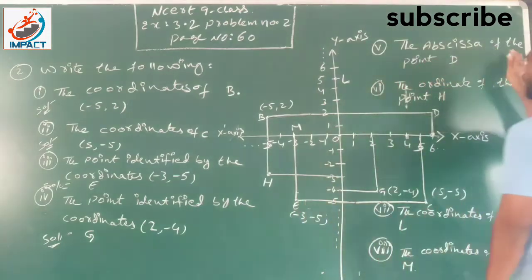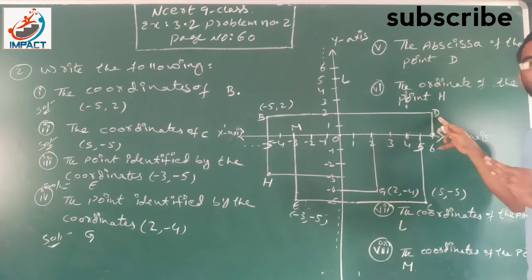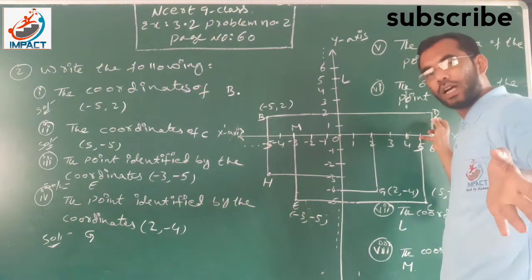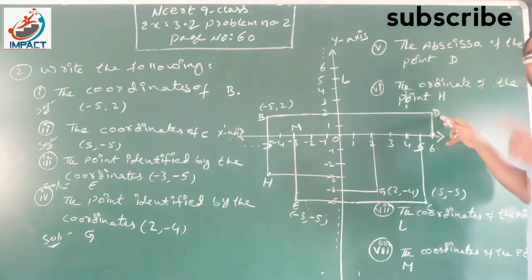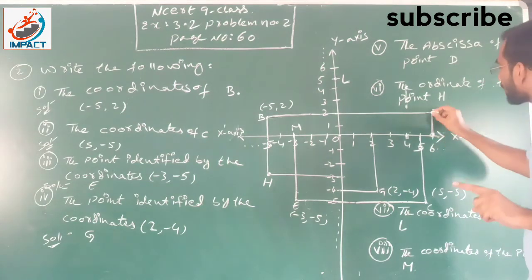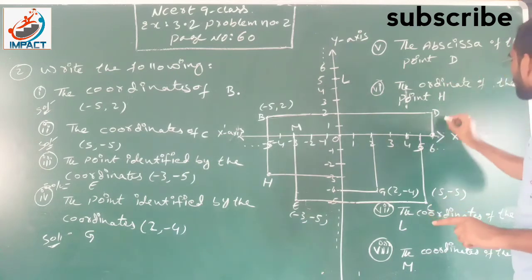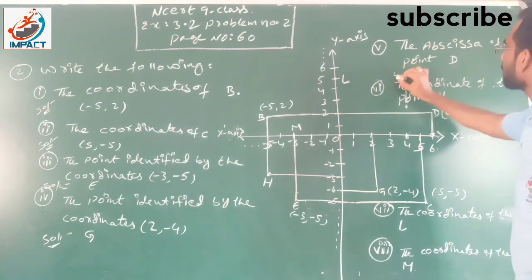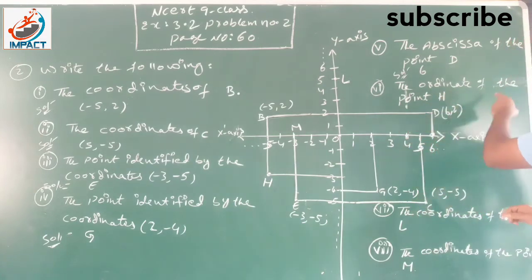Next, fifth. The abscissa of the point D. Where is point D? Here is point D. The x-coordinate is called the abscissa, and the y-coordinate is called the ordinate. So abscissa means we should write only x. What is on x? 6. The point is (6, 2), so the abscissa is 6.